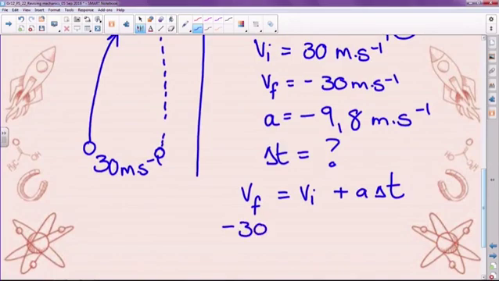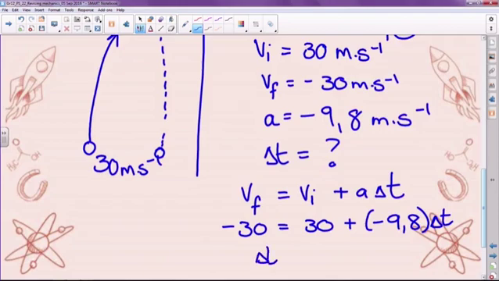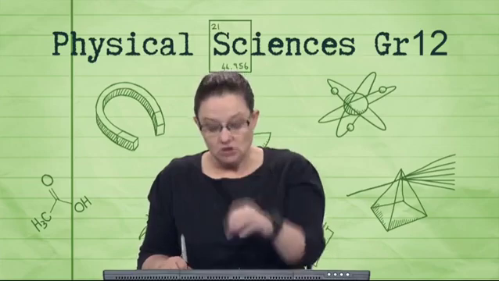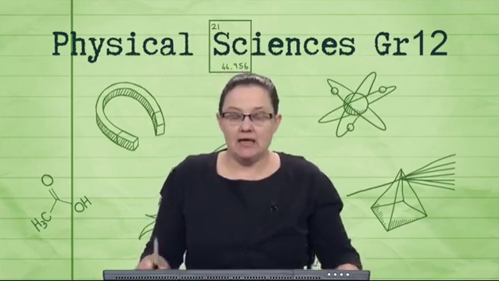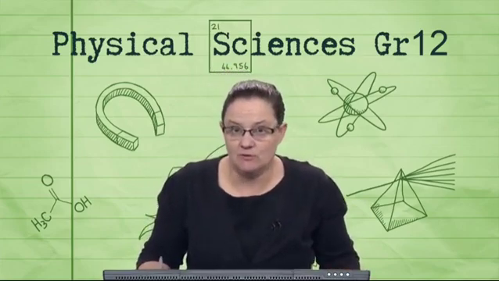That's minus 30. That's 30. And here, it's minus 9,8, and we don't know time. Okay, so now the mass thing, the 30 goes over, so we have minus 60 divided by minus 9,8, and my time is now 6,12 seconds. Guys, if you get a negative time here, you will have made a mistake. You cannot have a negative time because time can't go backwards.